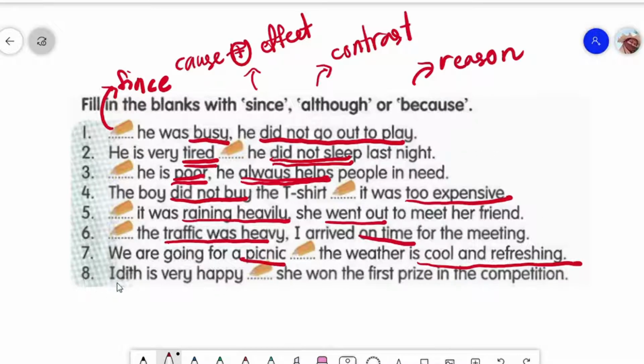Right, number 8. Idis is very happy. Sangat gembira. She won the first prize. Menang tempat pertama in the competition, dalam pertandingan. So, the answer. Can you use although? Boleh tak guna although? No, sebab tidak bercanggah. Happy, gembira, menang tempat pertama, tidak bercanggah. So, antara since dengan because. Sangat gembira kerana, oleh kerana dia menang tempat pertama. So, boleh guna either since or because. Right.